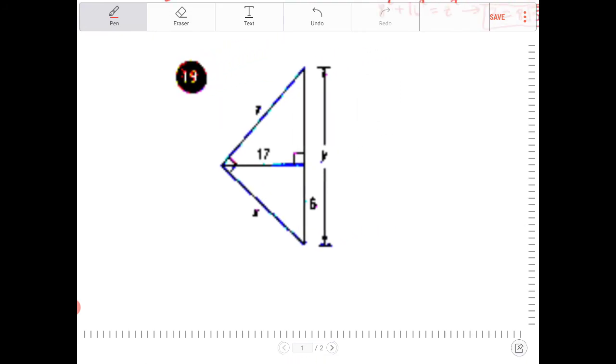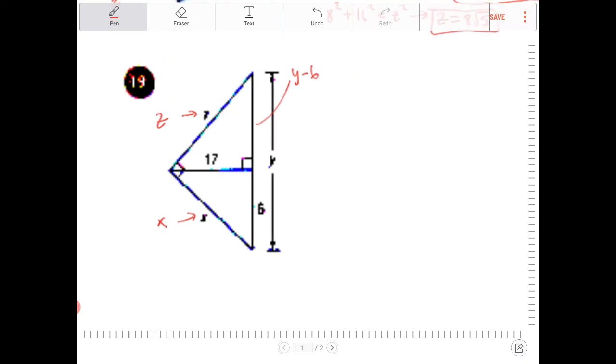All right. Next. The overall length is y, so that means this segment there is y minus 6. I apologize again for the grainy image, but this is x and this is z. So y minus 6 times 6 is equal to 17. So therefore, if I divide by 6, 17 sixths, and then add 6, y will equal 17 sixths plus 6.